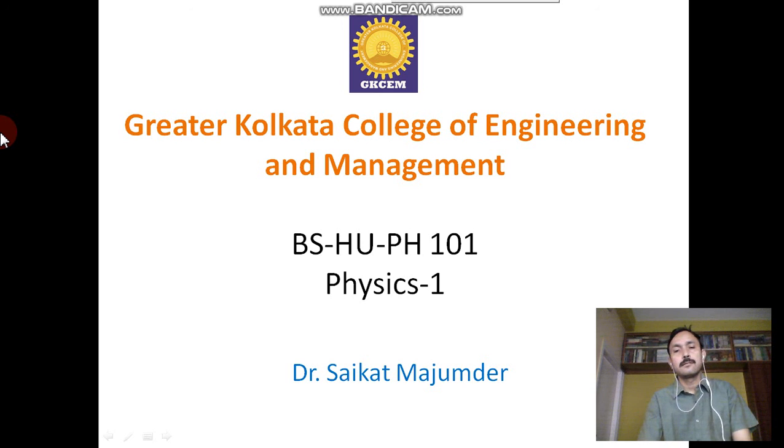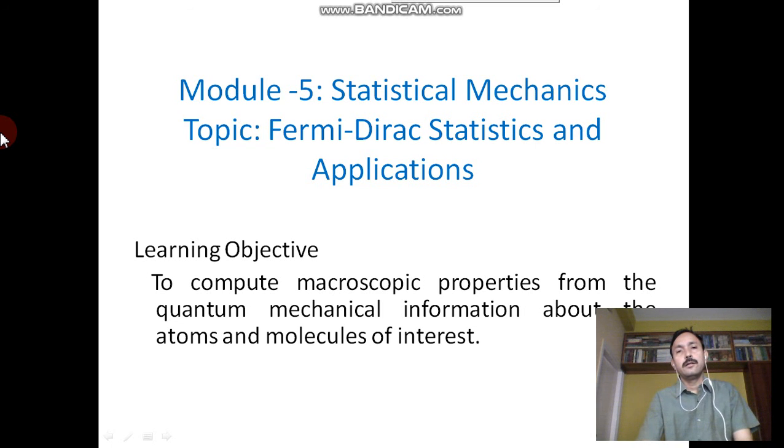Today we will discuss Fermi statistics, its few applications and few numerical problems. It is under Module 5 of statistical mechanics of the BSHU PH 101 syllabus. The learning objective is to compute macroscopic properties from the quantum mechanical information about the atoms and molecules of interest.